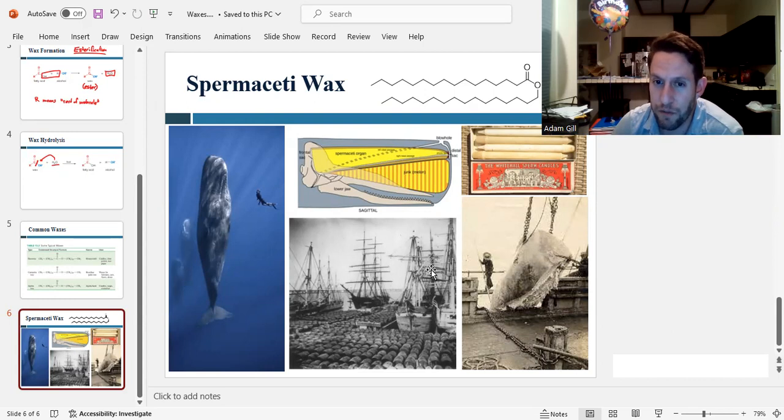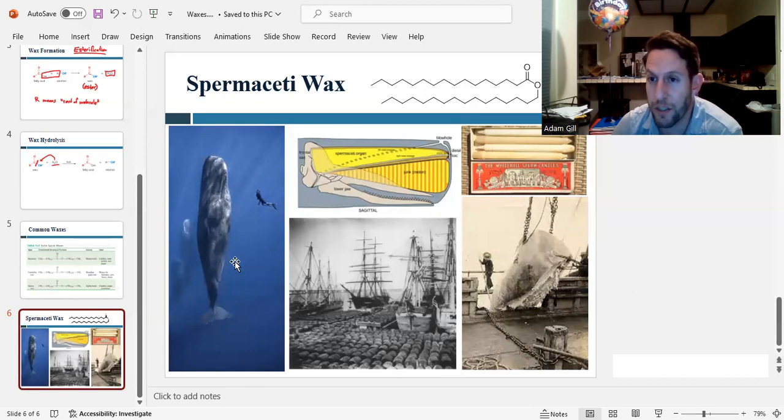And then when the ship was totally full, they'd come back to dock. And here's a photo of the dock with several whaling ships. And all these barrels are full of spermaceti wax. You can imagine how many dead whales this represents. And this was just your average Tuesday at the whaling docks. And this went on for well over 100, 200 years.